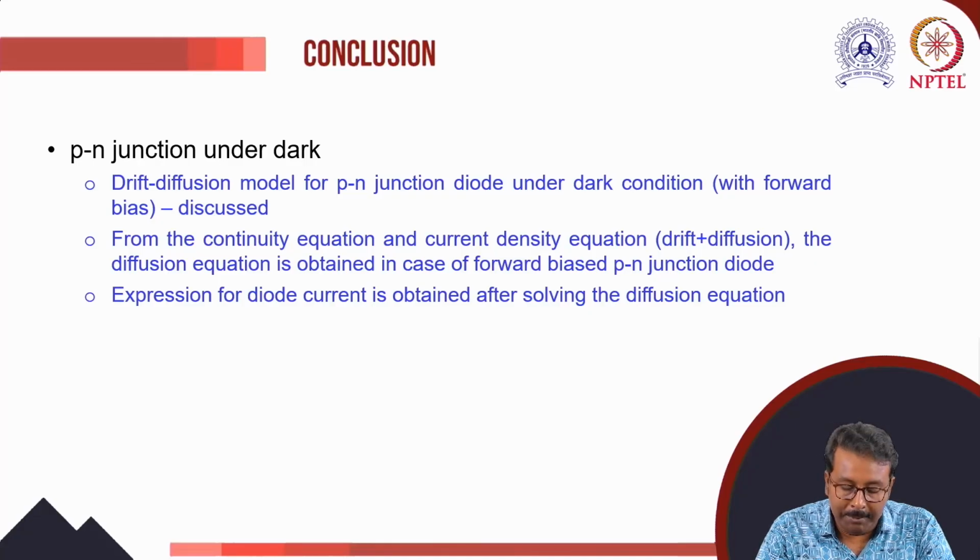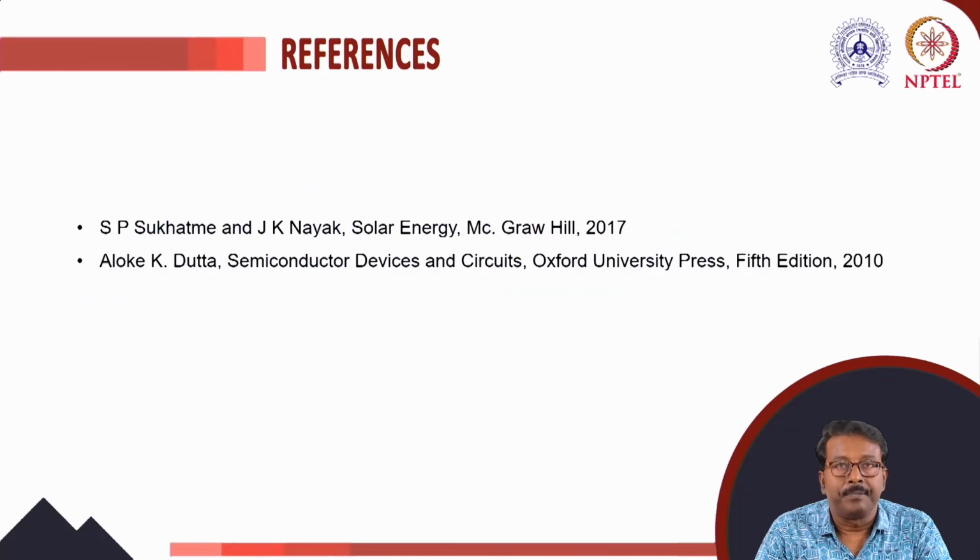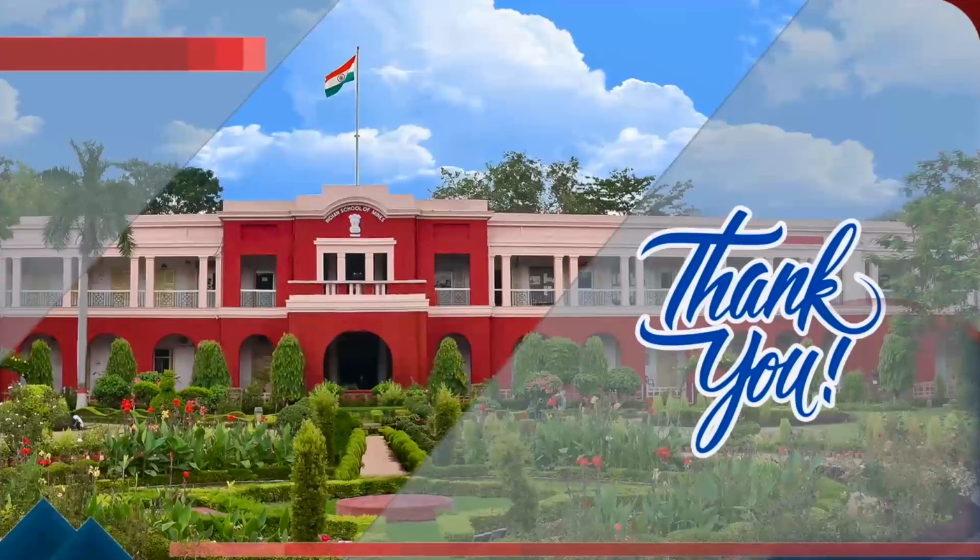We have derived the diffusion equation from the continuity equation and current density equation. Then we have shown in detail how they could be solved. Finally, we reached the diode current expression based on some assumptions and boundary conditions. These are the references you can follow for this derivation.